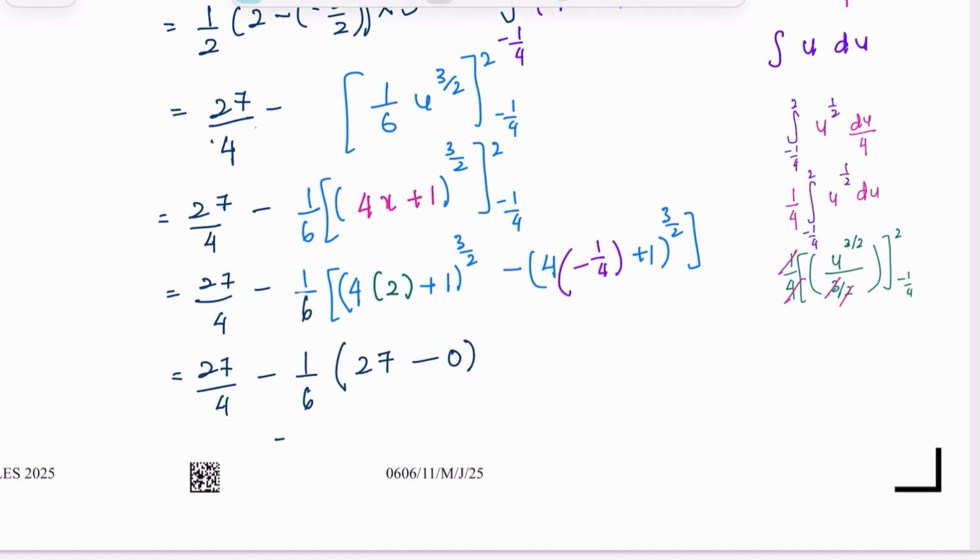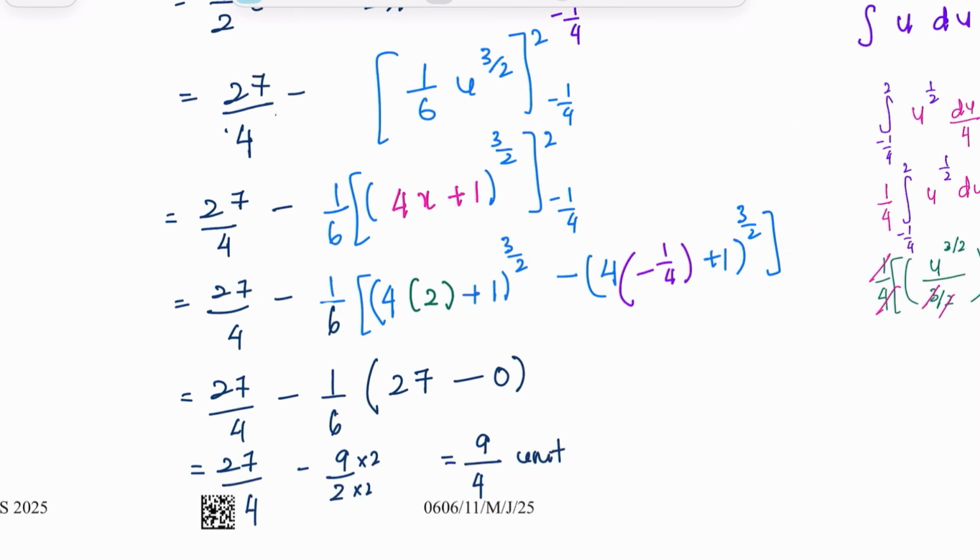We will get 9 over 2. And to get the area, to simplify this, our final answer, this 1 over 2 times 27 minus 18, that is, so the final answer is 9 over 4 unit squared, because it's area.